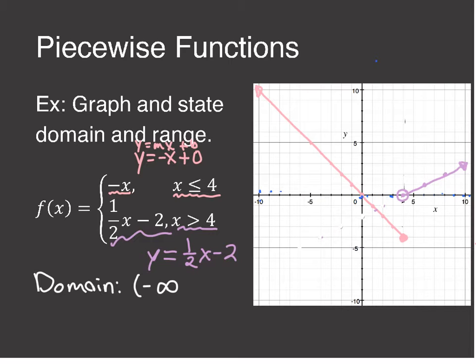So all real numbers is one way to write this. You can write it as negative infinity to infinity, just saying that all those values are good. Any one of those kinds of explanations is completely fine for domain.